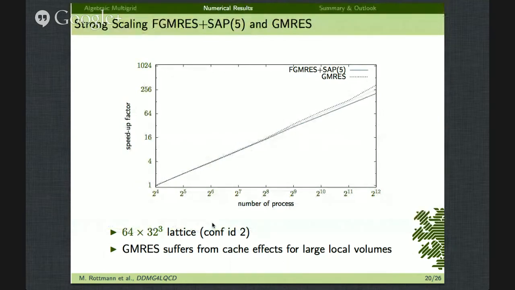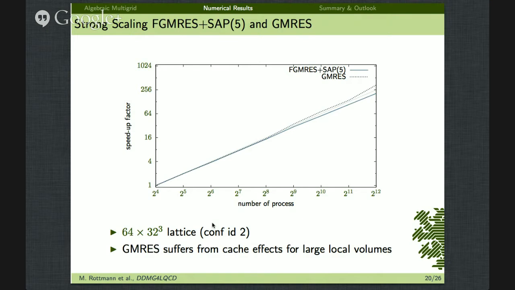Then we have a strong scaling study. We solved a 64 times 32 cube problem. That was configuration number 2, and there should be actually some dashed line in between. I don't know. So the optimal scaling would go from this one, from this point to this, and we see that GMRES itself slightly overscales. That can happen. This is just due to cache effects.